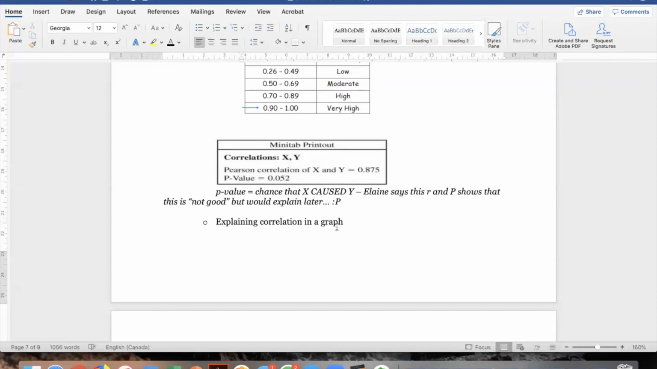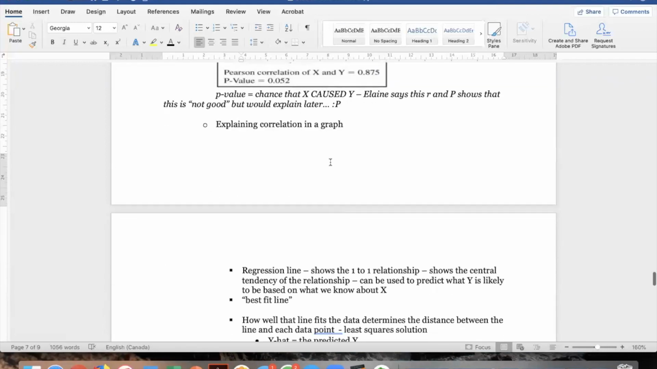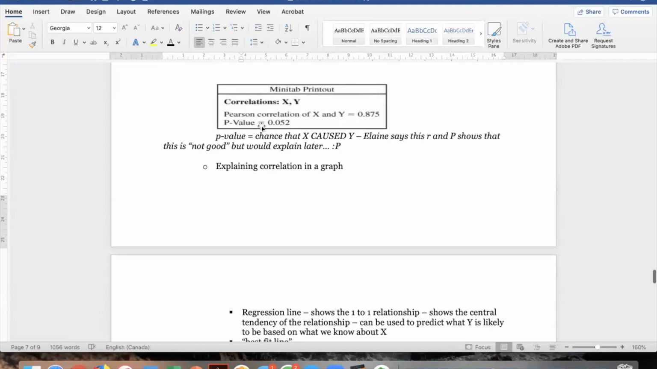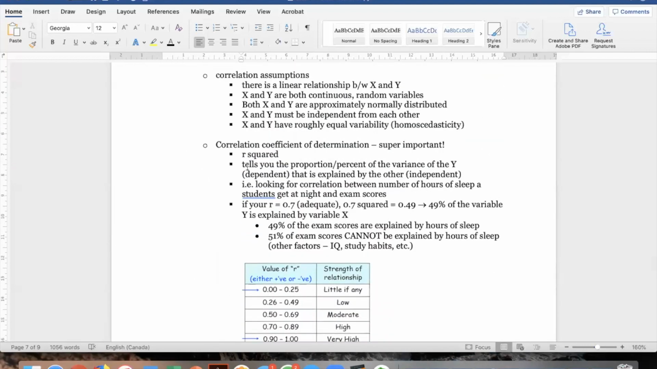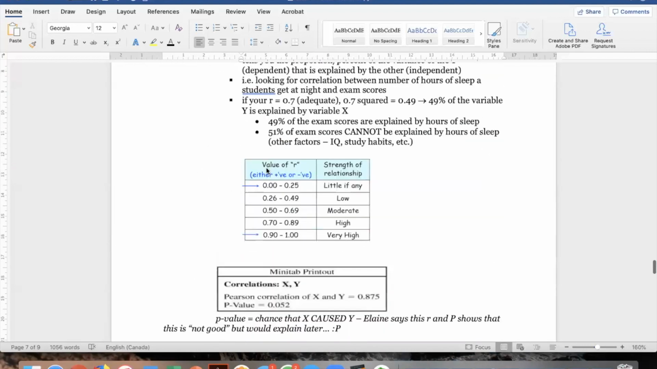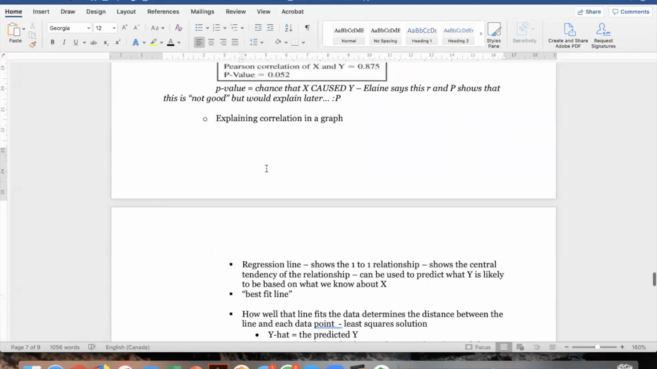Honestly, guys, I don't remember how to do some of the stuff, and we're going to have to figure it out. But she says in that video, when you look at this, this R and P shows that it's not a good relationship, but she would explain later. So the Pearson correlation is 0.875, but the p-value, which we haven't talked about yet, right? We're just doing R. So let's not get confused. Let's just keep going.